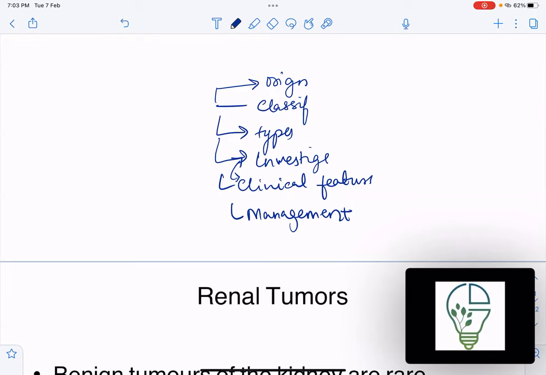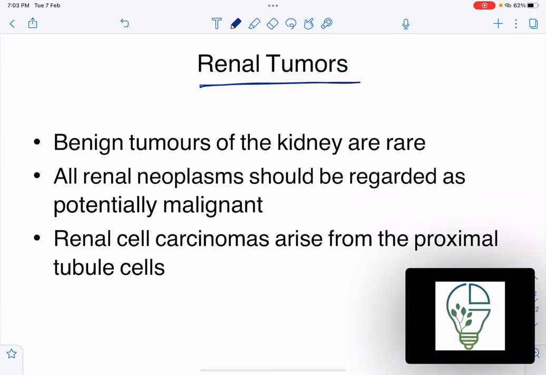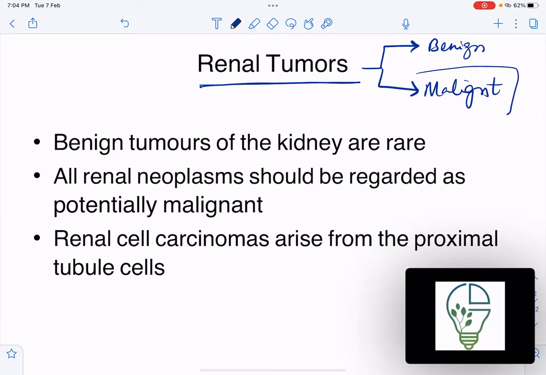So the first one is renal tumors. When we talk about renal tumors, it's very important to understand that it's very rare to actually have a benign tumor. Whenever we talk about an oncology or tumor, we classify them into benign and malignant, right? When it comes to renal, most of them will be malignant. We have very few types that are actually benign.